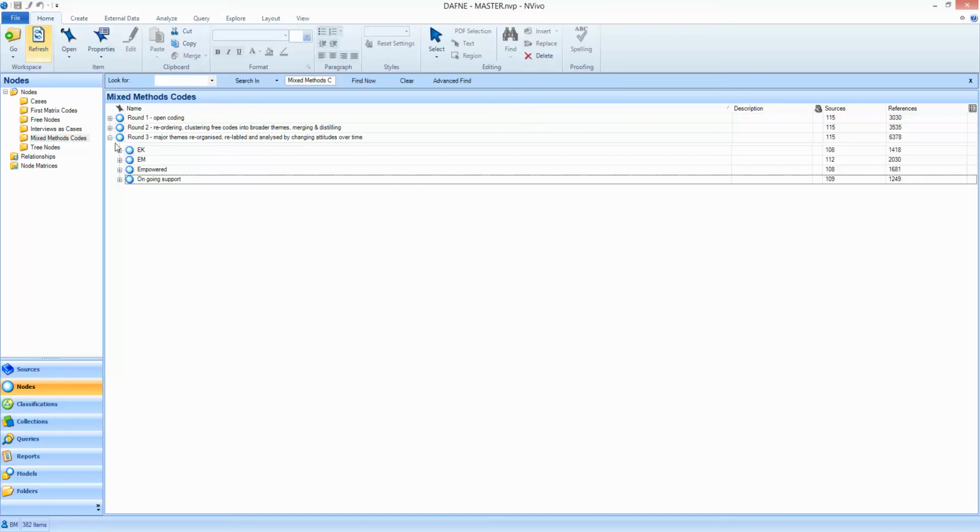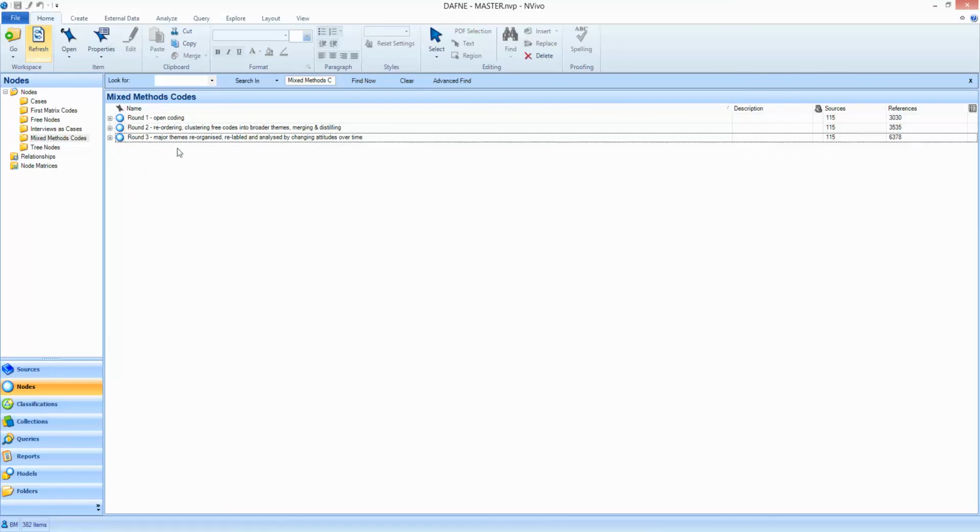So this strategy would have been documented in a memo. It would have been agreed by the supervisory team. It would have moved through those 3 cycles of coding. And it would have moved from the descriptive to the interpretive to the abstract.